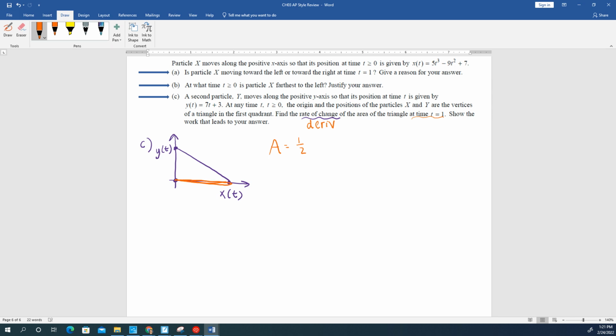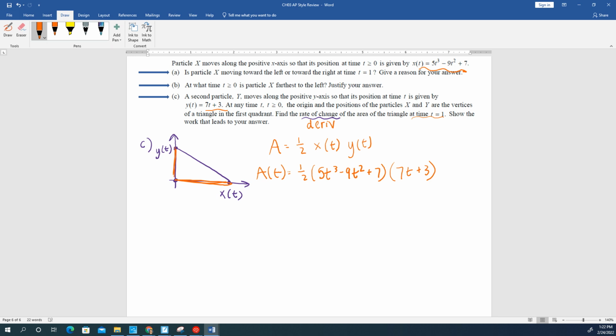1/2 times base, which would be the position of the X particle, times height, which would be the position of the Y particle. We are given the equations for these positions after t amount of time, so let's go ahead and plug those in. So it's 1/2 times 5t cubed minus 9t squared plus 7, which would be my X, times 7t plus 3. So here's my area function in terms of time, which is good, because I want to find the rate of change with respect to time.